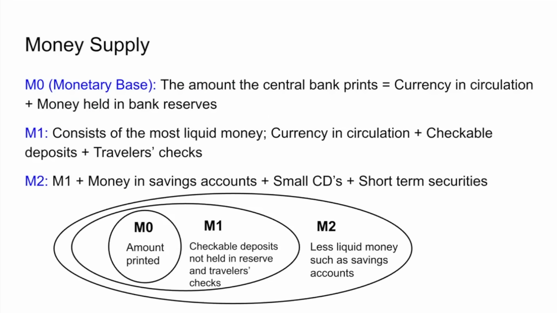So here are different types of the money supply. M0, or the monetary base, is the total amount that the central bank prints, which is equal to the currency in circulation plus the money held in bank reserves. M1 consists of the most liquid money, so it's the currency in circulation plus checkable deposits plus travelers' checks, so anything that could be easily spent. And M2 includes M1 plus some less liquid money, such as money in savings accounts, small CDs, and short-term securities.